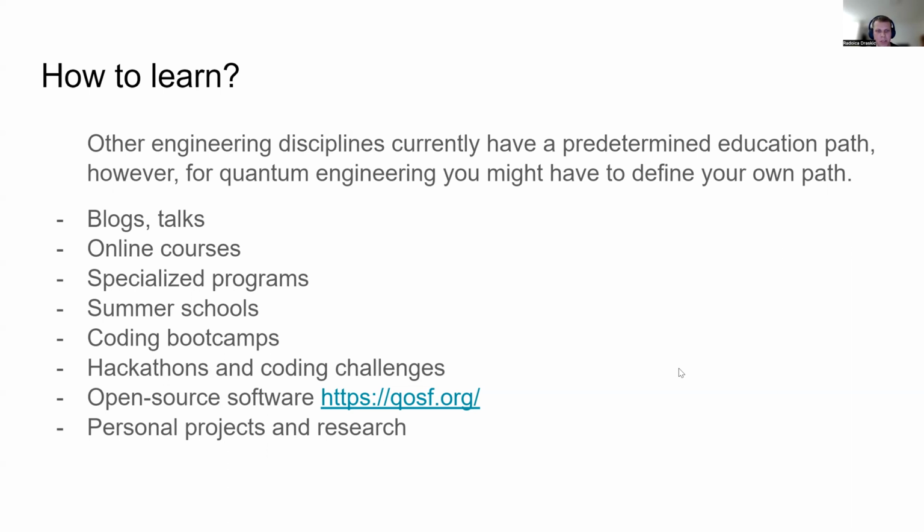Also, there are some summer schools organized by various institutes or universities. For example, one popular summer school is organized by the University of Waterloo in Canada, and some companies are also organizing coding boot camps. For example, IBM, where you can learn to use Qiskit and make a project with some of the other participants, collaborate, meet people. And there are also a lot of hackathons and coding challenges organized by these companies.